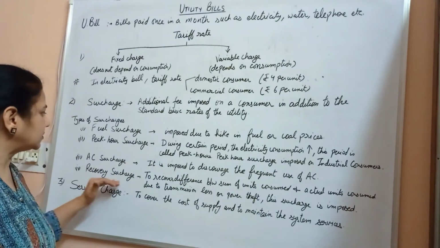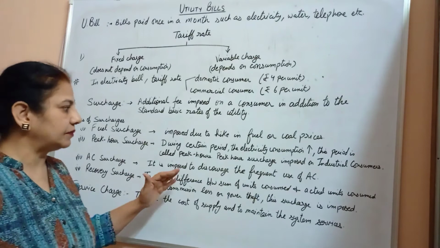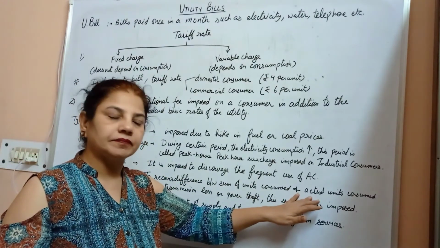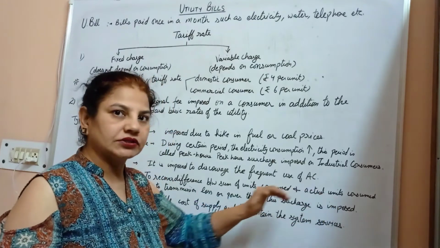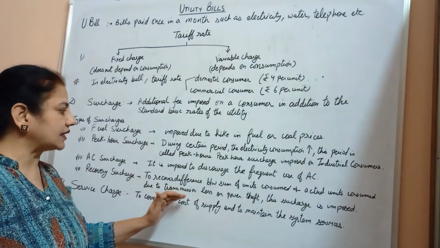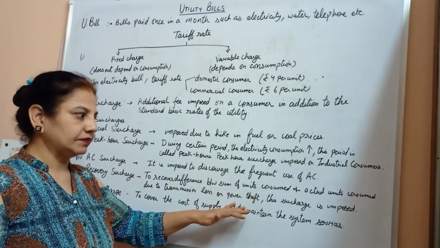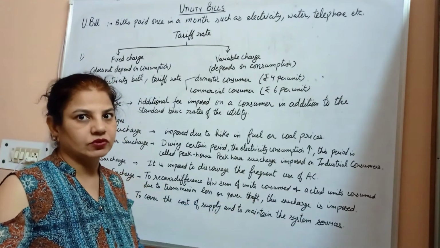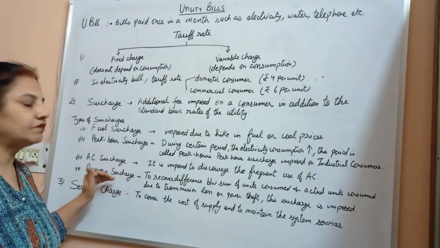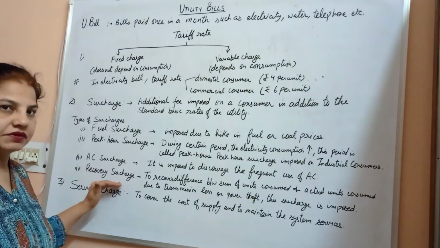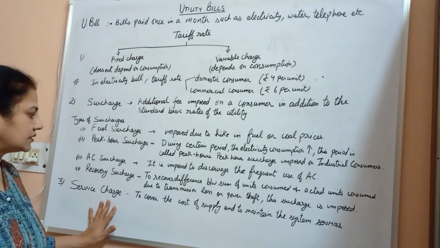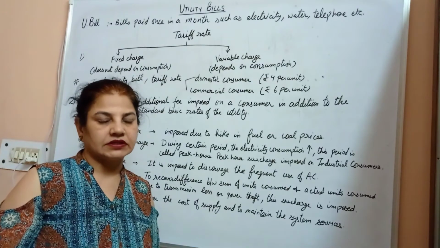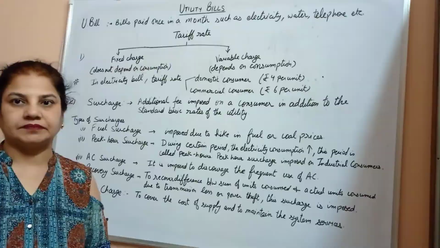Recovery charges: to recover the difference between the sum of units consumed and actual units consumed due to transmission loss or power theft. It may be due to different ways also. This surcharge is imposed on the person as a recovery surcharge. Service charges: to cover the cost of supply and the maintenance of the system services, this service charge is applied.